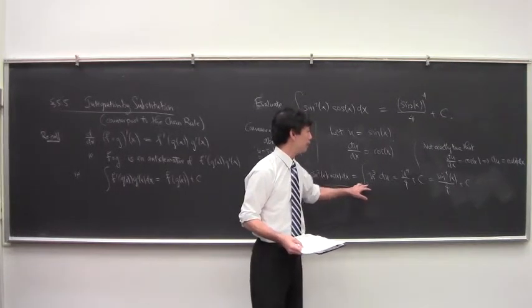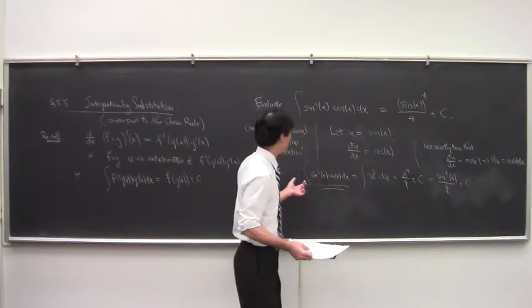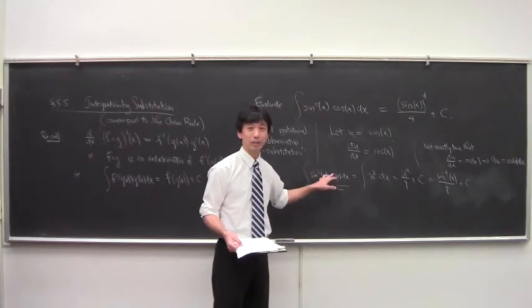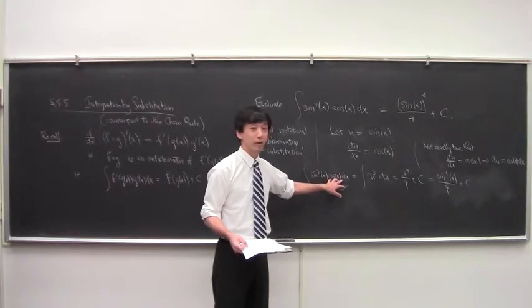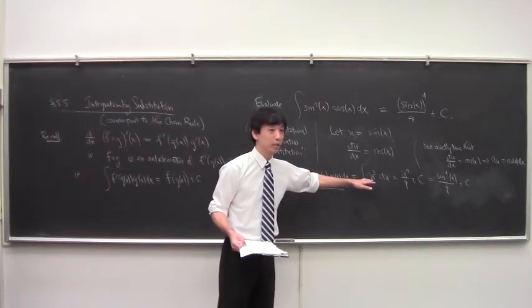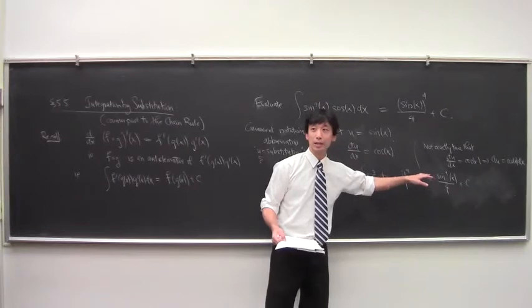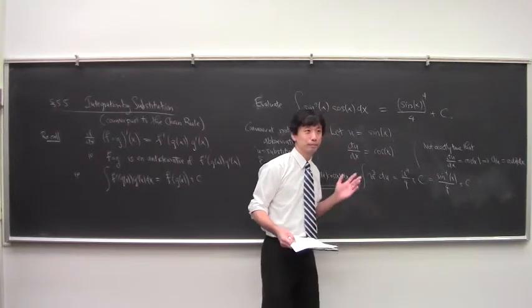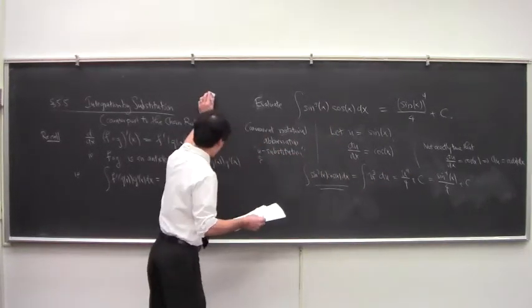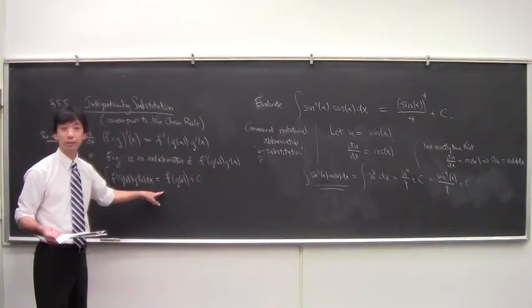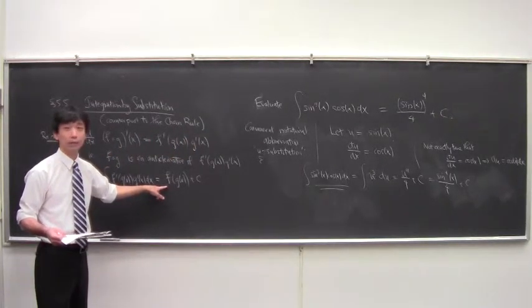If you don't want to think in terms of f and g, you can replace everything. Find a convenient u, and then integrate. Find the antiderivative with respect to u, and then switch back to x at the end. But really what's going on, of course, is that we're using the chain rule in reverse.